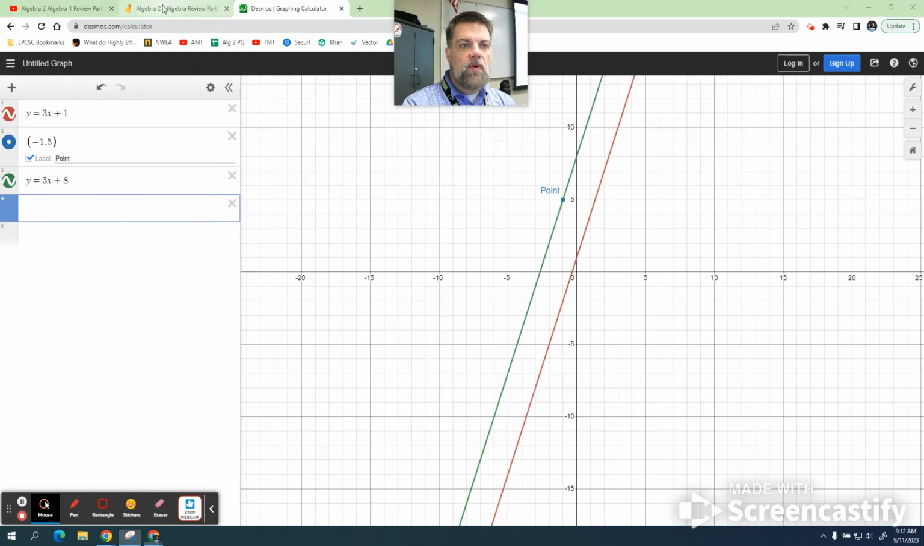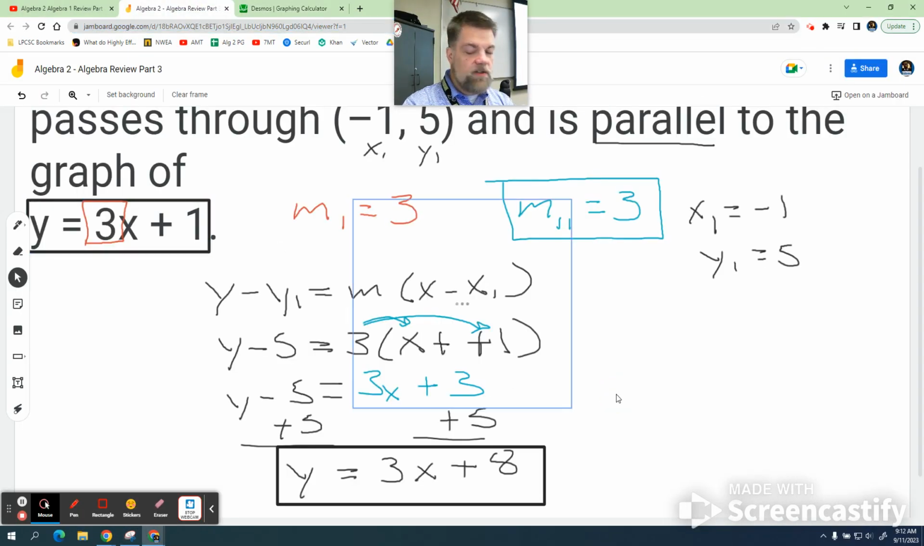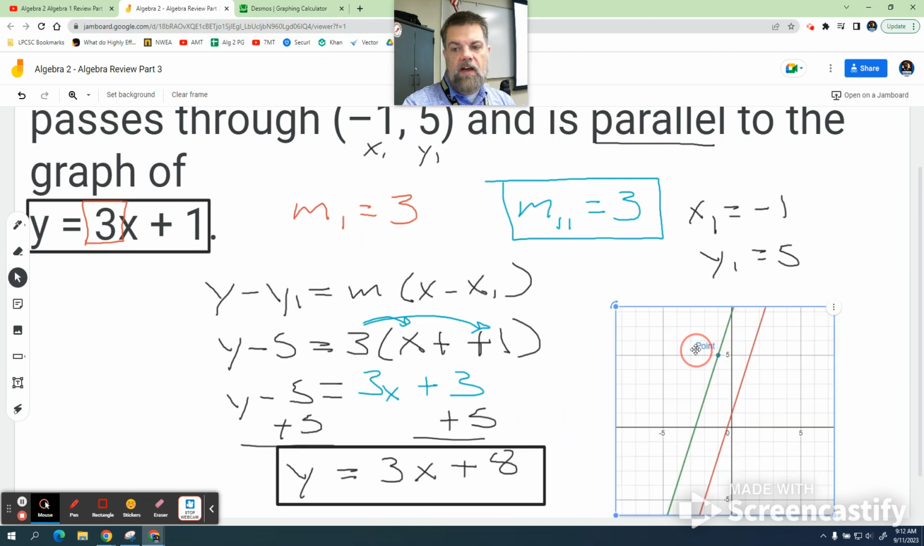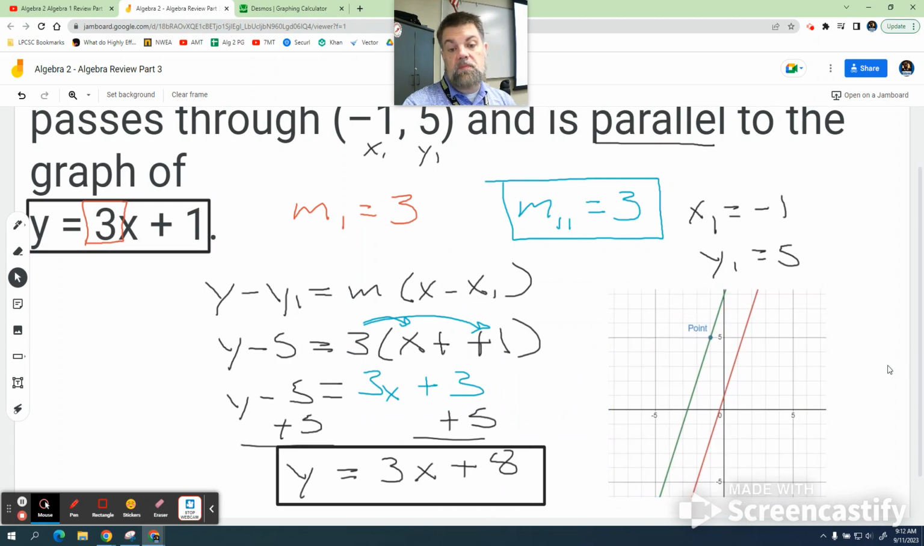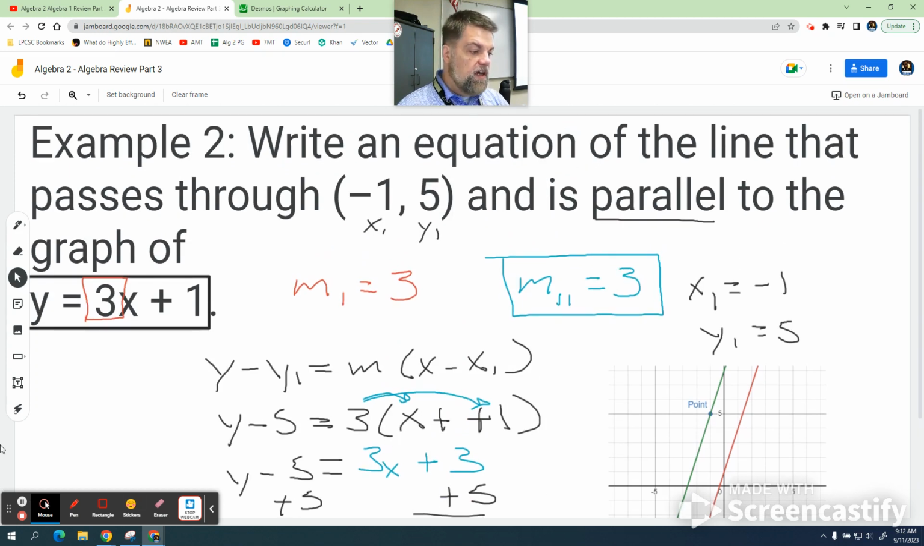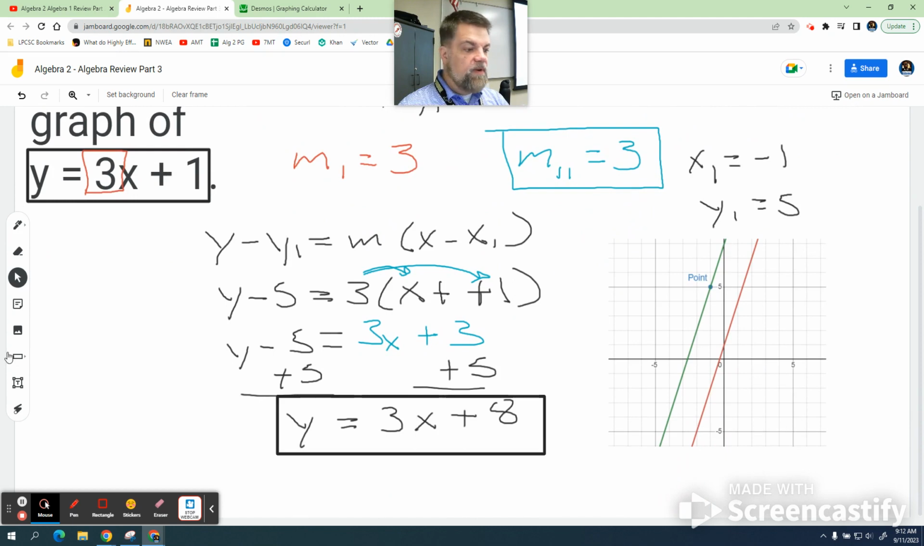Now, why go through and graph it and double check and make sure it's the right answer? Well, because you can make a simple math error. So always double check your work. Make sure that you're getting the right answer. It only takes a couple of seconds to get it done. Okay.